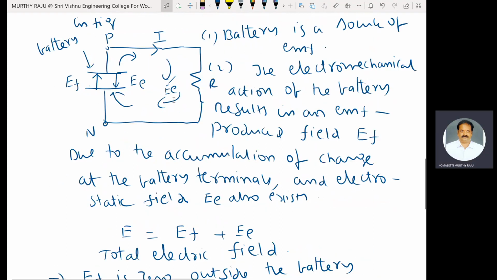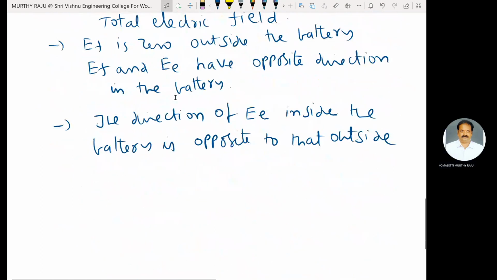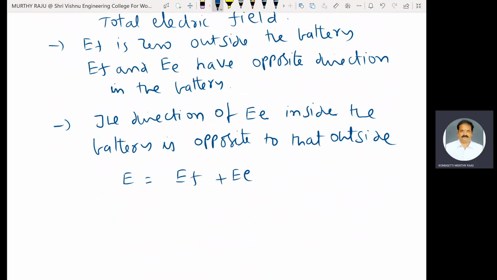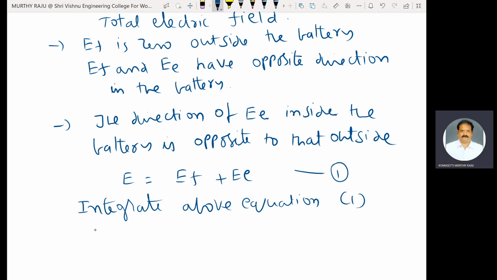Integrating the above equation over the closed circuit, that is, from P to N. Consider the length from P to N. The total electric field is equal to EF plus E. Integrating the above equation, this is equation 1, over the closed circuit.